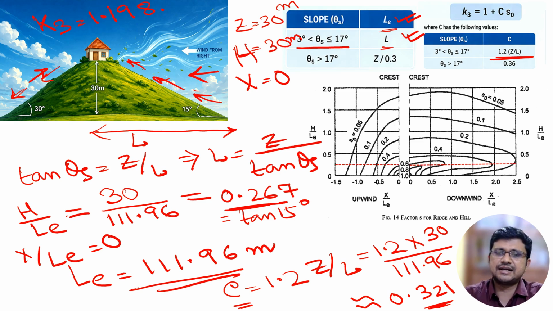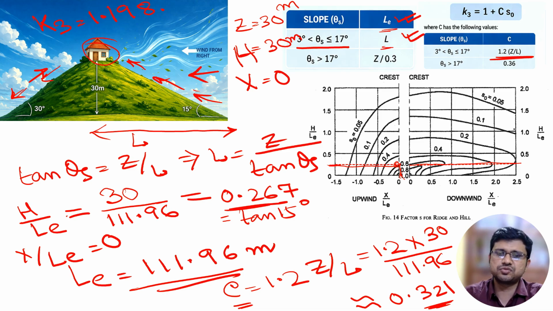Now here you can see that if our H by LE is 0.267, which will be close to this. So if we draw one horizontal line like this, we can draw in both the upwind and downwind direction, because this time our building is located at the crest position. So this will be the point. This will be the point. And this point is very close to 0.6 because X is 0. So X will be 0 and H by LE is 0.267. So the value of S0 will be 0.6.